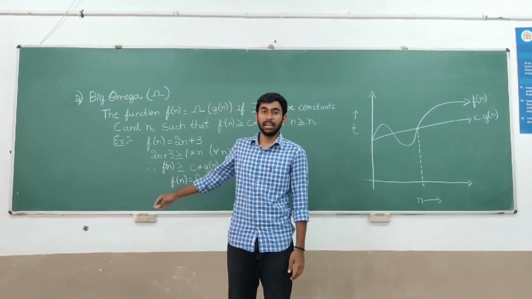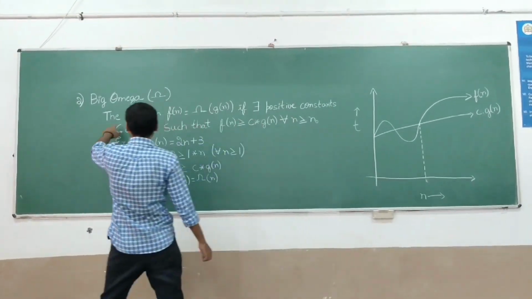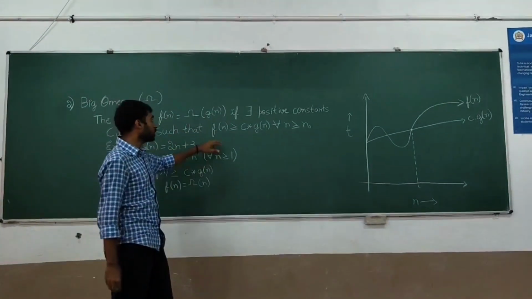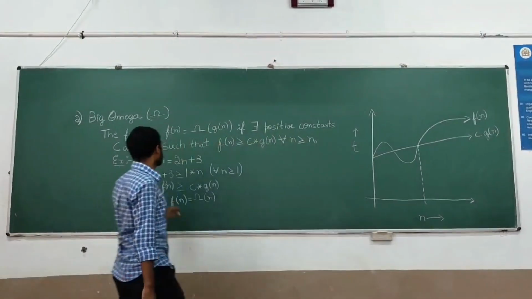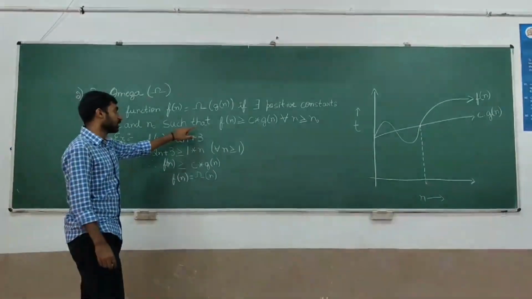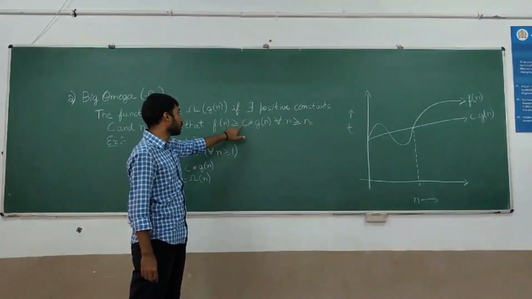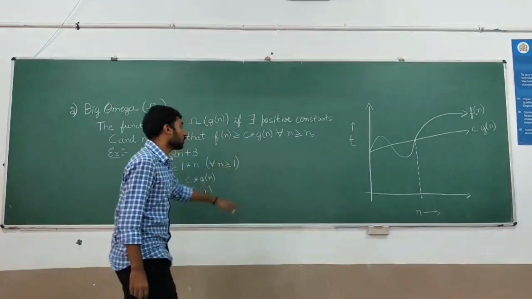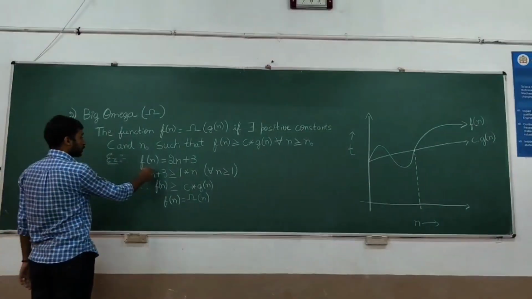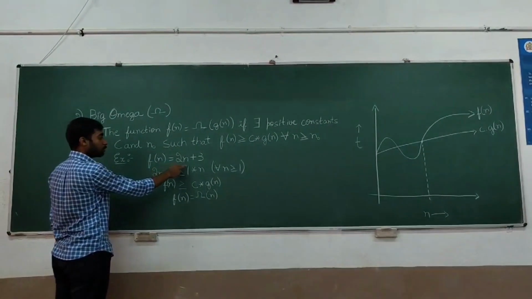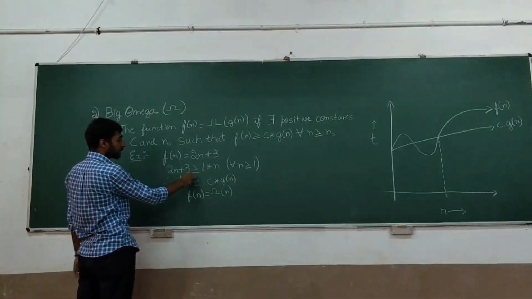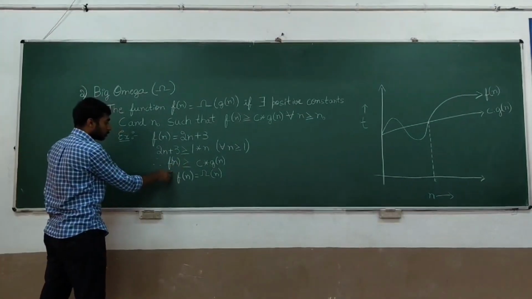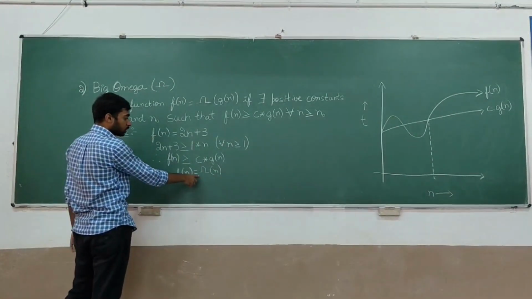I am continuing with the big omega. The definition goes like this: the function f of n is equal to omega of g of n if there exist positive constants c and n naught, such that f of n is greater than or equal to c into g of n for every n greater than or equal to n naught. The example we have taken is f of n equal to 2n plus 3. Here 2n plus 3 is greater than or equal to 1 times n, where 1 is the constant c. So we can conclude that f of n is equal to omega of n.